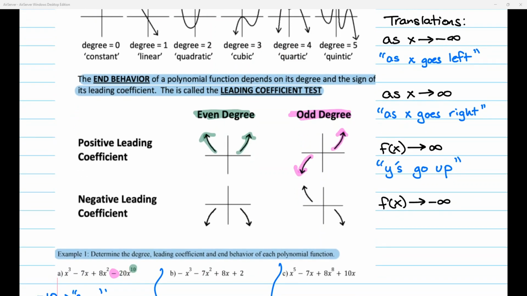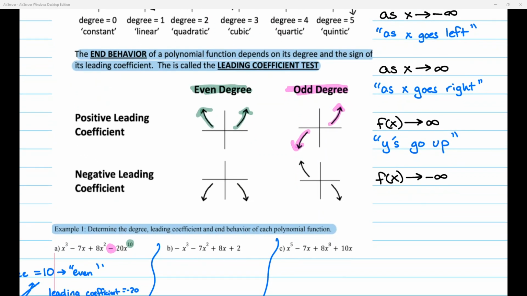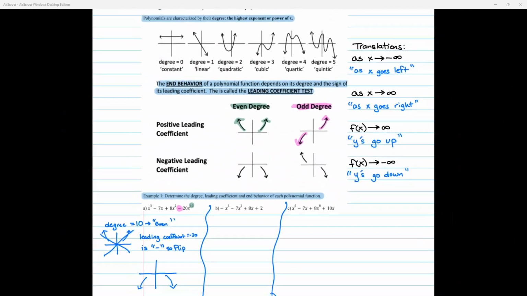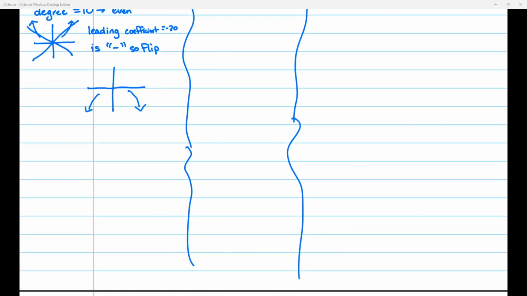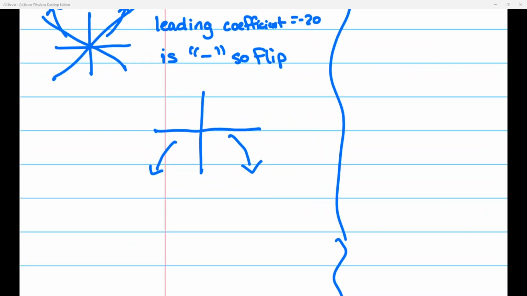Similarly, when you say f of x approaches negative infinity, f of x is just a fancy way of saying y. You're going to say your y's go down. Why are we writing all that? Well, this is a fancy way of writing exactly what's happening on your graph. So let's describe what's happening on your graph. Look at your end behaviors.